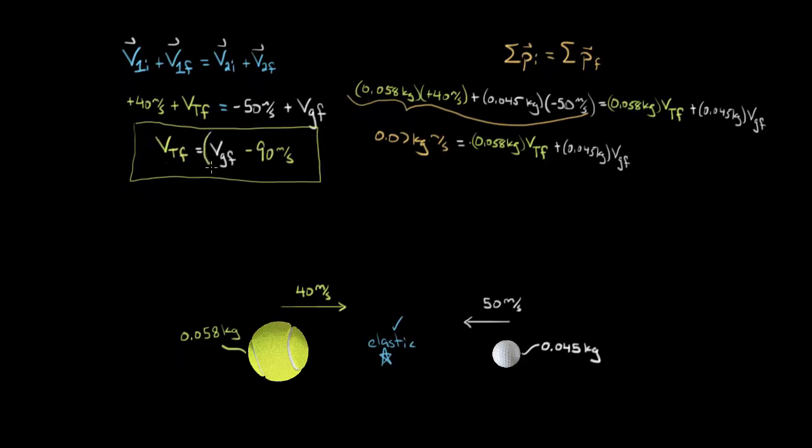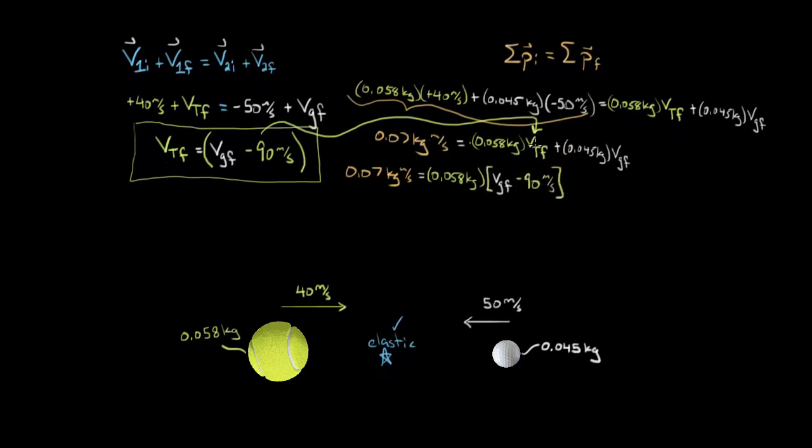So I could take this entire term right here, since it's equal to VT final, and just plug that in for VT final. And what that would do for me is give me one expression all in terms of the final velocity of the golf ball. So let's do that. We've still got 0.07 kilogram meters per second on the left, and that's going to equal 0.058, that's still here, kilograms, times VT final. I'm plugging in this entire expression for VT final, so that gets multiplied by VG final, the final velocity of the golf ball, minus 90 meters per second.